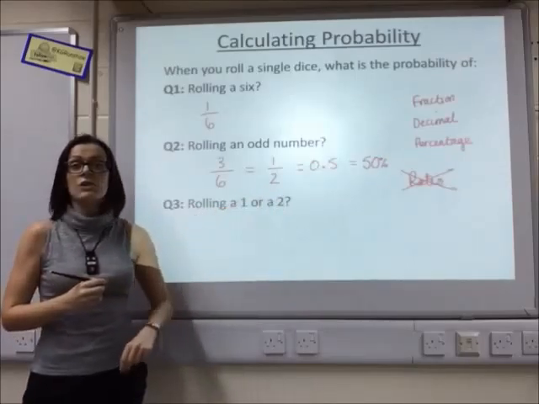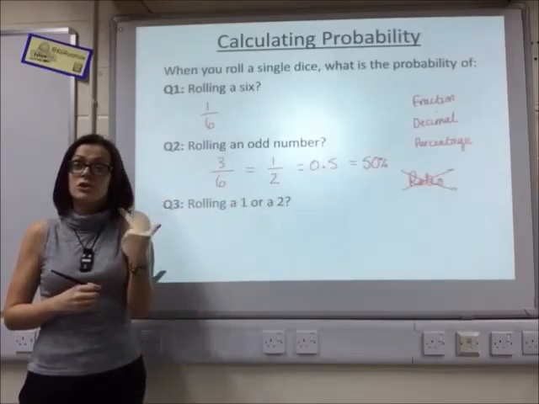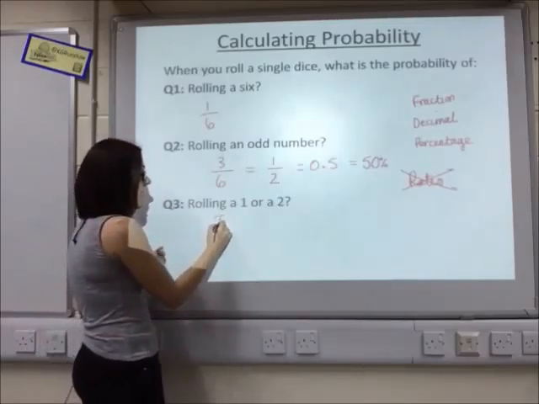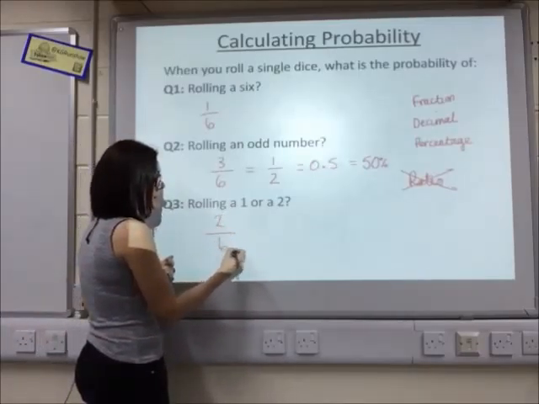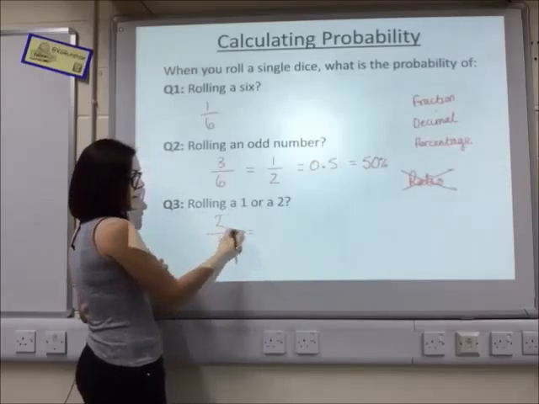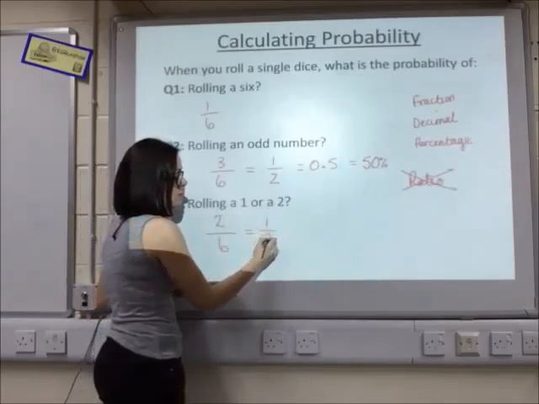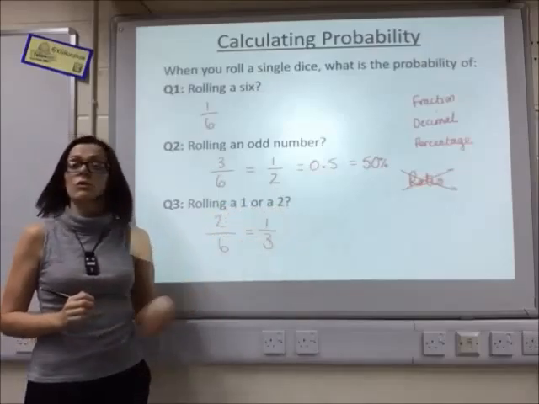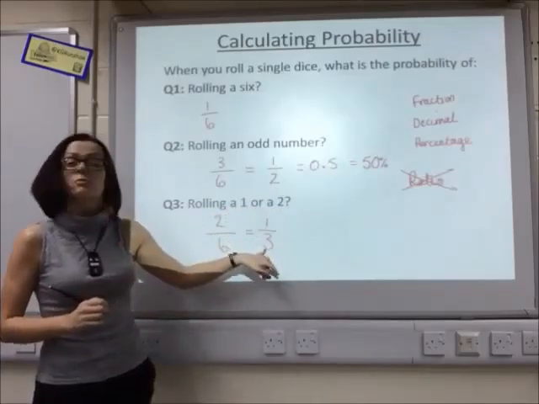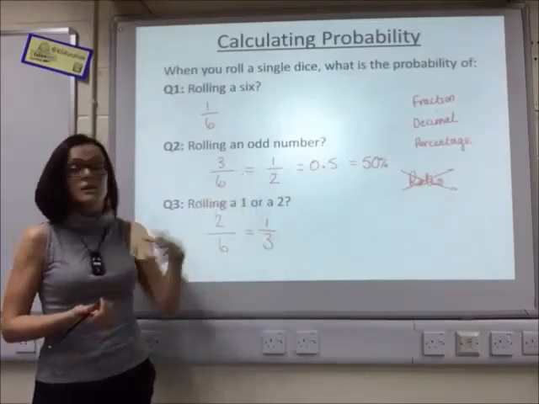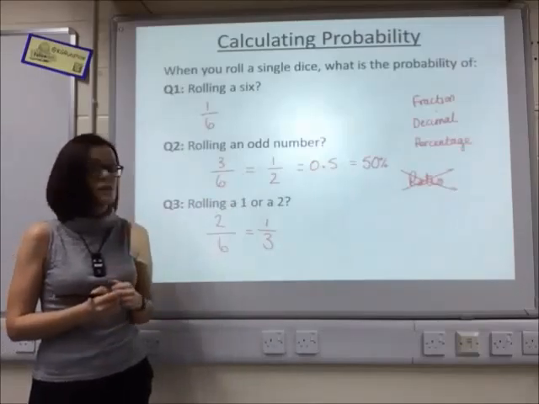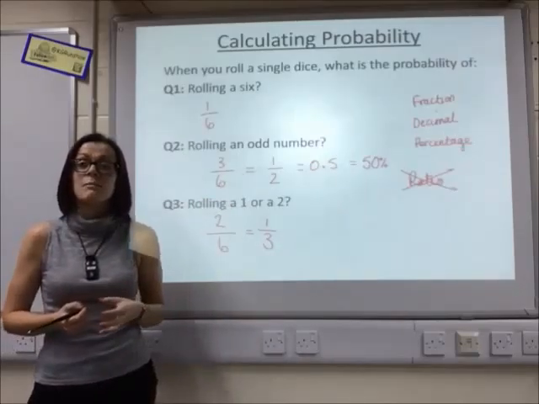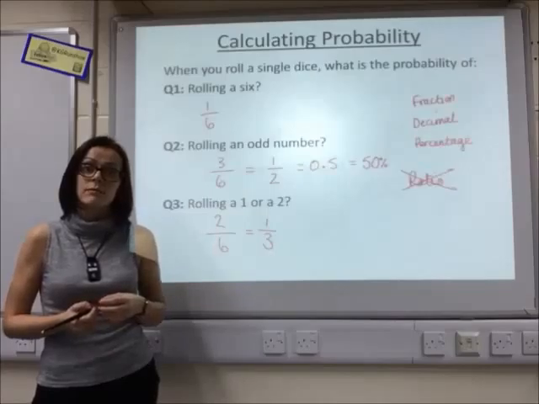Rolling a 1 or a 2, well, we've got a 1, we've got a 2, that's 2 options altogether out of the 6 numbers that we had. And if I cancel that one down, let's half them both, I get a third, 1 out of 3, so there's a 1 in 3 chance that I'll roll a 1 or a 2. And that one's more difficult to write as a percentage or as a decimal, so we don't need to, we can just stick with our fractions, and fractions are usually the best way of expressing a probability.